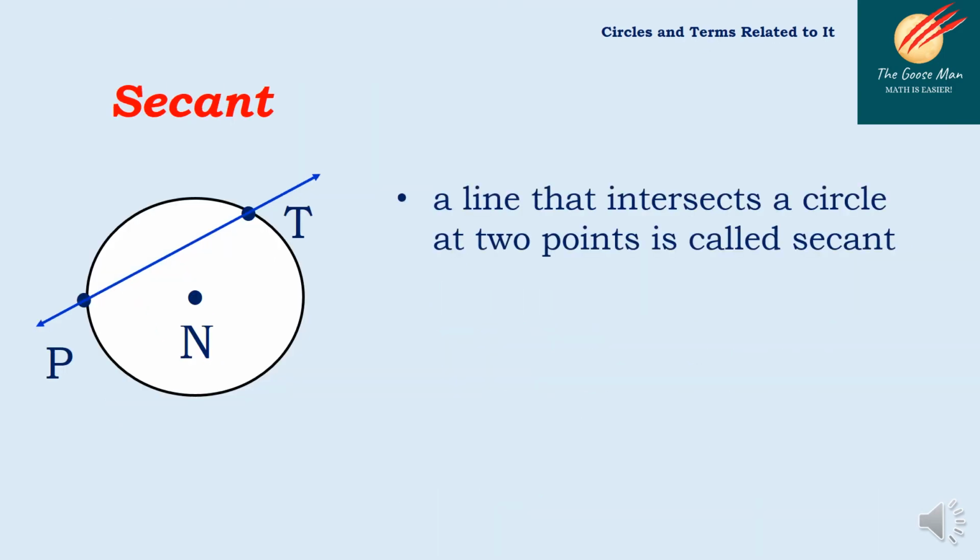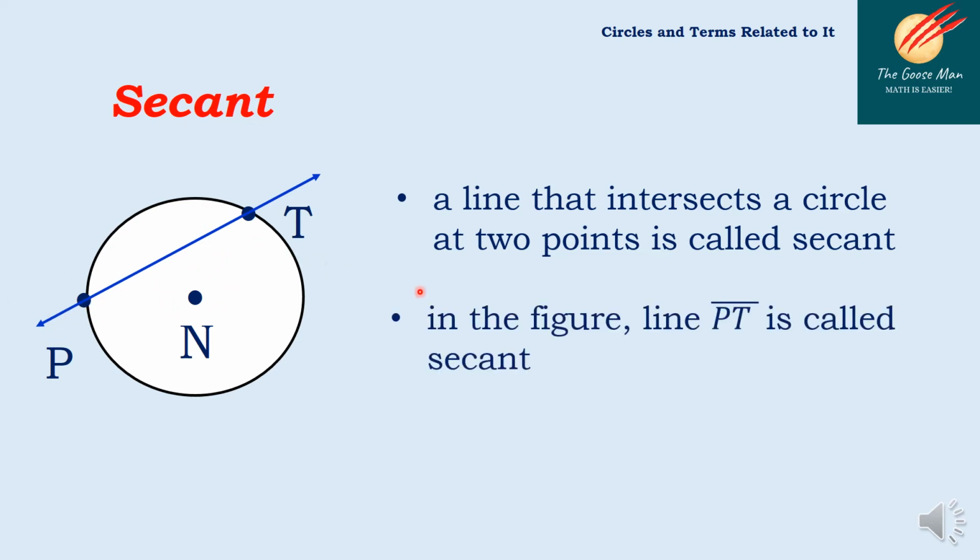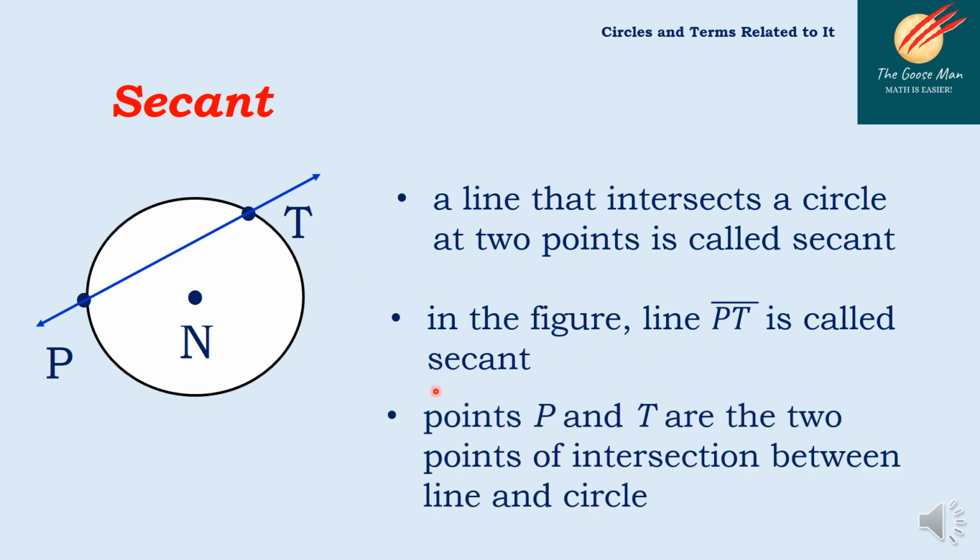So this is the line that intersects a circle at 2 points. We have here circle N and line PT. In the figure, line PT is called the secant, such that points P and T are the 2 points of intersection between the line and the circle. So again, this is what we call a secant.